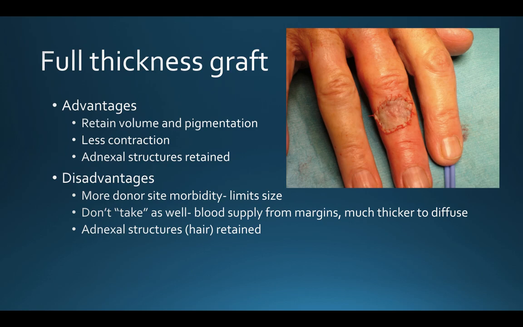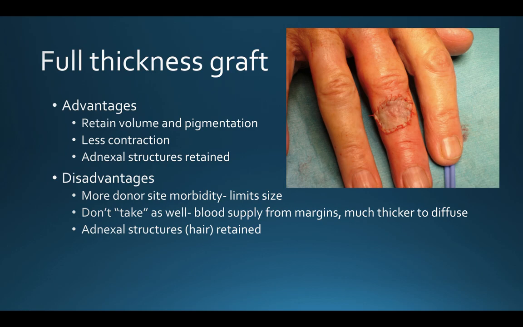Full thickness grafts, the advantages are they retain their volume and pigmentation. They have less contraction, and they keep the adnexal structures, like the hair follicles. Disadvantages, there's more donor site morbidity, so it limits the size that you can take. They don't take as well as a split thickness graft, mostly because they are thicker, and so for that imbibition, the diffusion that it has to go through is much thicker, so they have more difficulty with that.